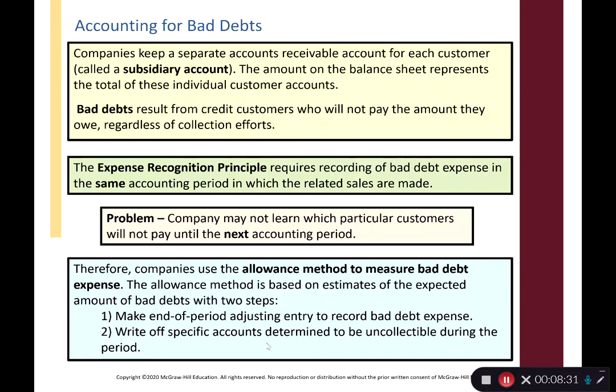The first step is to make an end-of-period adjusting entry to record bad debt expense based on our estimates. And the second step is in subsequent periods when the deadbeat shows up and we identify them, we do a write-off to remove the receivable from the books. So in step one, we're estimating we might not get the money. Step two, we now know we're not going to get the money, and we would remove the receivable from the books.